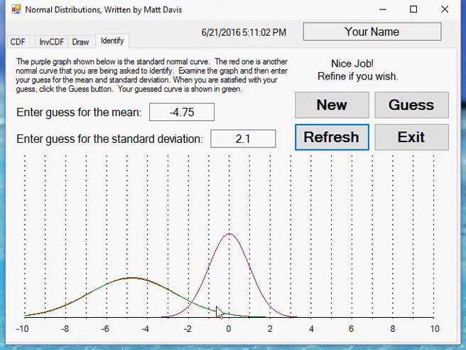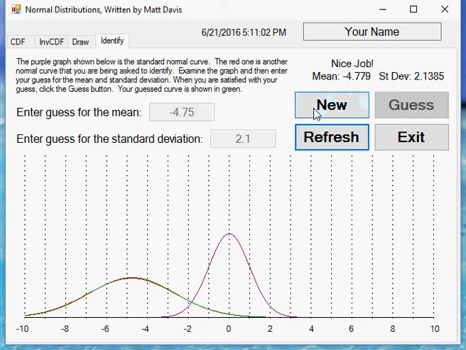So even if you don't want to mess with this because you think you've done a great job already, just leave your numbers alone and click Guess again. You get 3 tries at it. At the end of the third try, whether you did well enough or not, it'll show you what the real mean and standard deviation were. So sometimes, just out of curiosity, you want to see that.